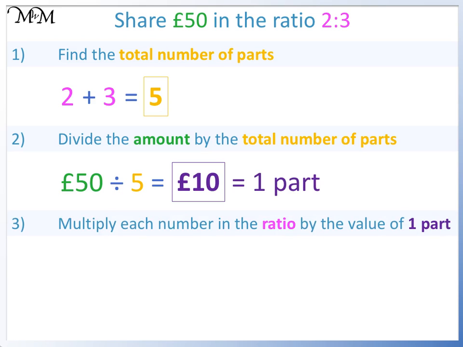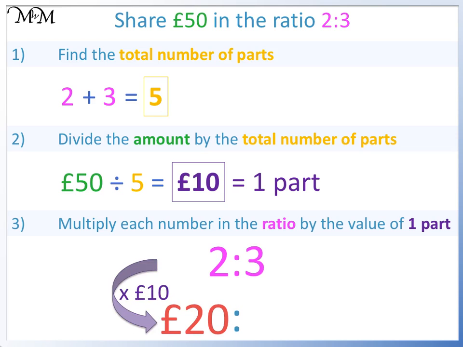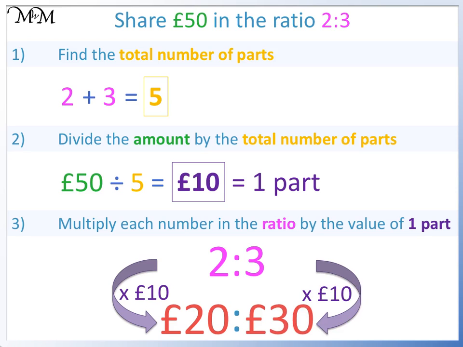Step 3. Multiply each number in the ratio by the value of one part. The ratio is 2:3. So we multiply both 2 and 3 by £10. 2 times £10 equals £20, and 3 times £10 equals £30. So one person would receive £20 and the other person would receive £30.